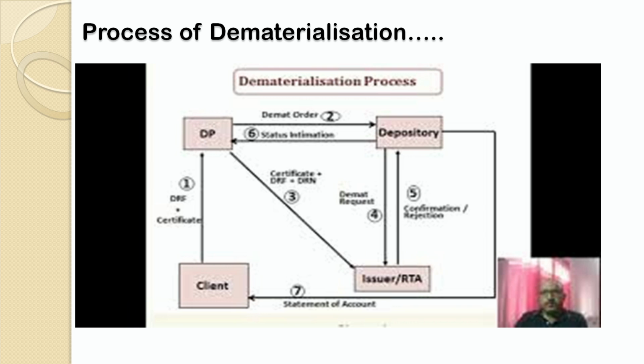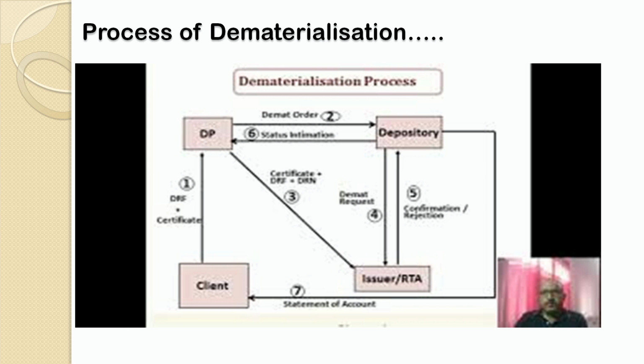Now, in step number 2, the depository participant will pass on this application form, where the client has clearly stated his request to convert the physical form of securities into electronic form. That application will be forwarded by depository participant to the concerned depository. All of us know that there are two important depositories. So, if the depository participant is concerned with CDSL, then in step number 2, it will forward the application form to CDSL. If it is attached with NSDL, then in step number 2, the depository participant will forward the application form to NSDL.